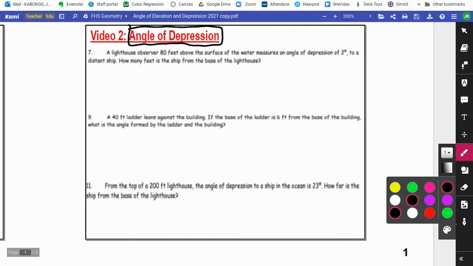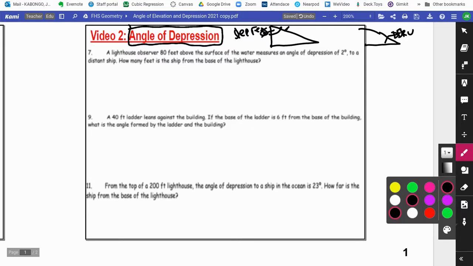So earlier you learned about angle of elevation, right? It's like when you're looking at it from here. Now, depression goes from the top going down. You're looking at it from the top. Okay. All right, so now let's do this.